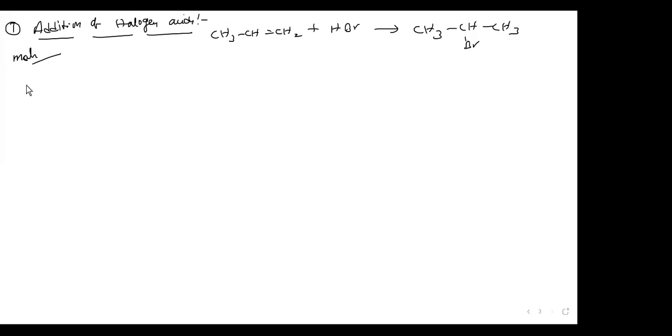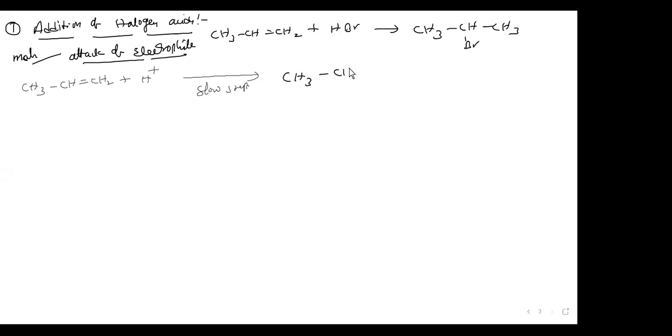Mechanism. CH3, CH double bond CH2 plus H plus. The first step is the slow step. That one will be an attack of electrophile. After doing this mechanism, we will discuss the questions. So we have already checked. We will be getting this carbocation.